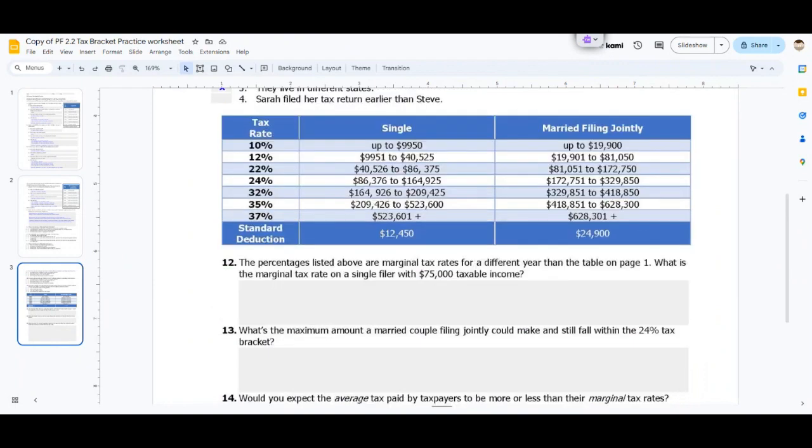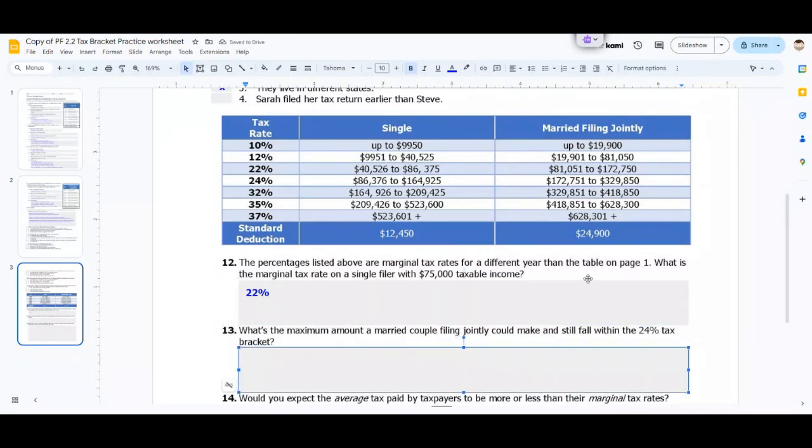All right. And then finally, we have one more tax table here. We have different percentages, we have different ranges, different standard deductions. The 12 percentages listed above are the marginal tax rates for a different year than the table back on page 1. What is the marginal tax rate for a single filer with 75,000 taxable income? All right, so single filer, we're going to be looking in this column for 75,000 taxable dollars would be in this row. Okay, so that would be 22%.